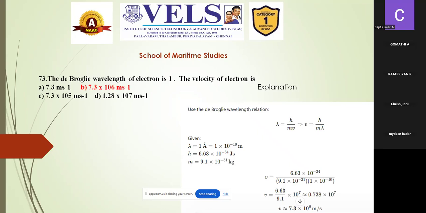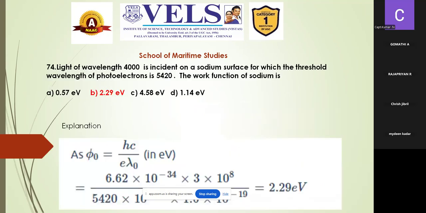The Planck's constant value is 6.62 into 10 power minus 34, divided by the mass of the electron, 9.1 into 10 power minus 31, into lambda. The de Broglie wavelength of the electron is 1, so we can write here 1 into 10 power minus 10. So the answer is 7.3 into 10 power 6 meter per second.